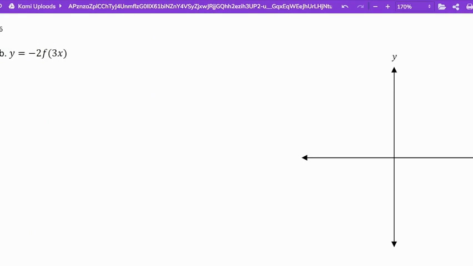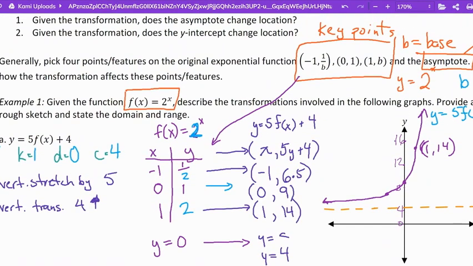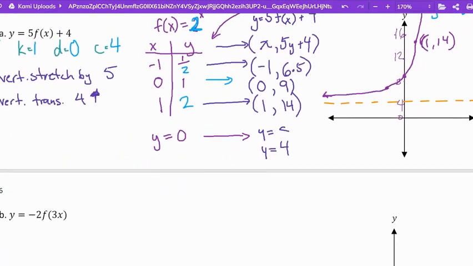Oh, we have to do domain and range. Oh, thank you. How did I forget that? All right. Okay, domain. What is it, folks? x belongs to real numbers, right? Unless I'm restricting my function on purpose, the exponential function always has the same domain. And range is pretty simple. It just has to be bigger than what? It has to be bigger than the asymptote. So in this case, y is bigger than 4.